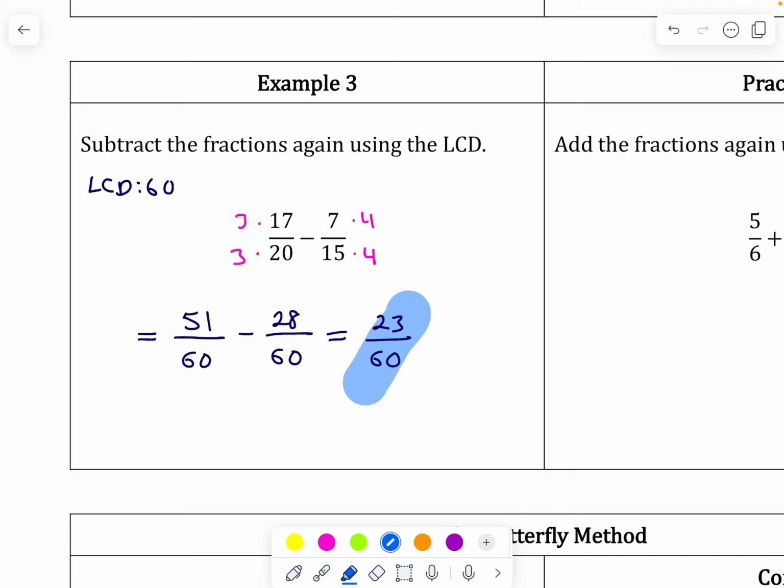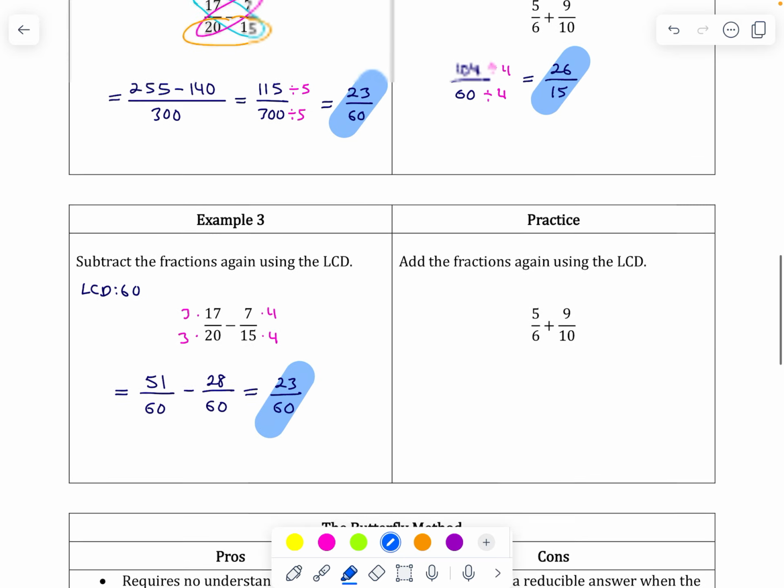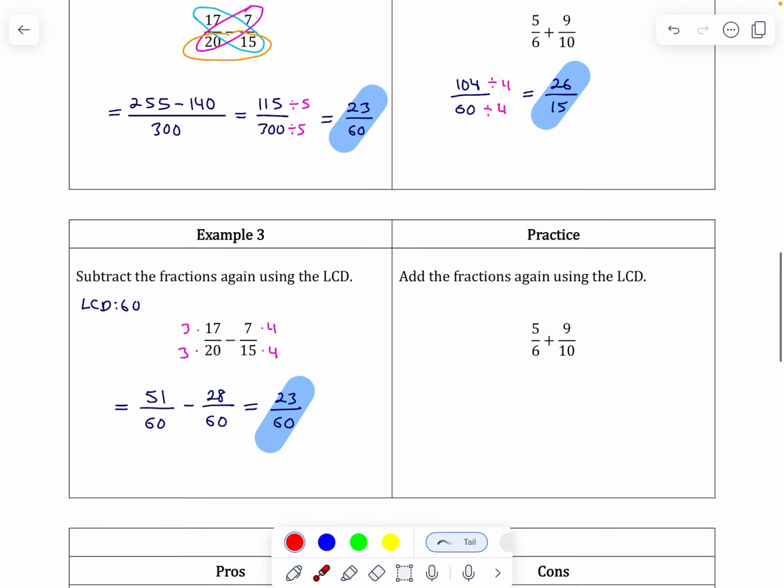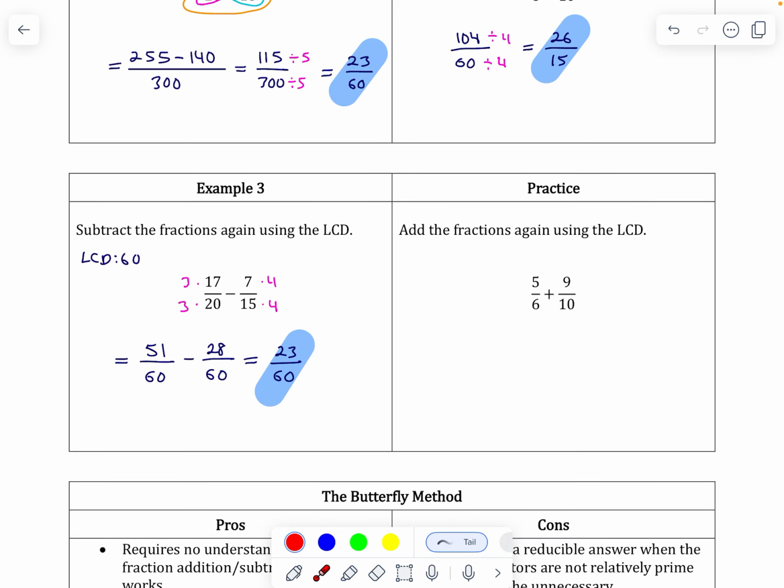And this should not be a surprise, right? This is the same answer that we got in example 2. But notice that this time we did not have to reduce. In example 2, we had to reduce. Here we did not. Now, that is not always going to be the case, as you'll see in the practice. However, I am making the argument that using the LCD is going to require a little bit less work in the end. Go ahead and use an LCD in the practice.